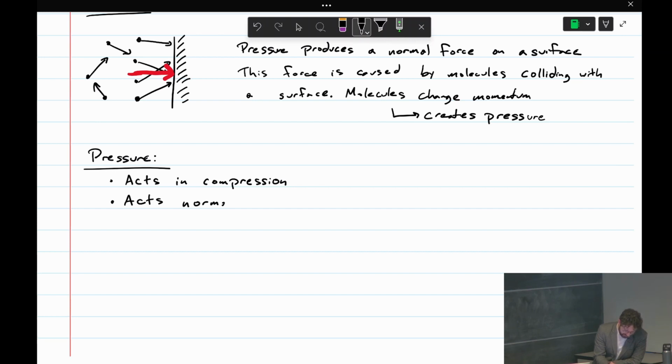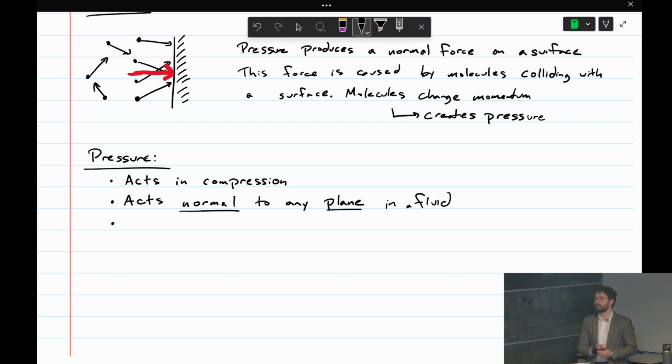As I mentioned, it acts normal to any plane, so normal to a plane in a fluid. The pressure, you remember, is a scalar field, so it's defined at any point in our fluid. So what happens if I just pick some random point? The pressure actually acts in all directions at a point in a fluid.